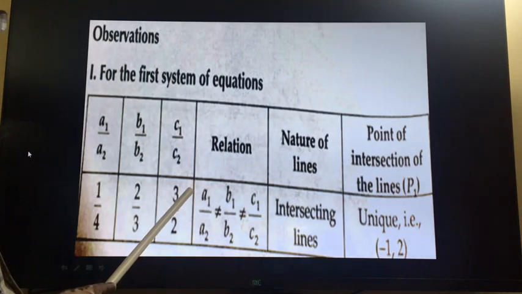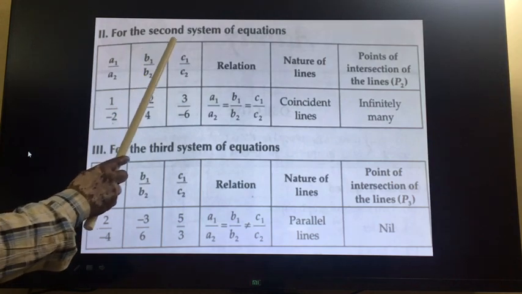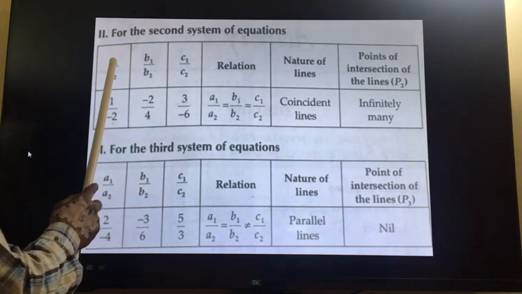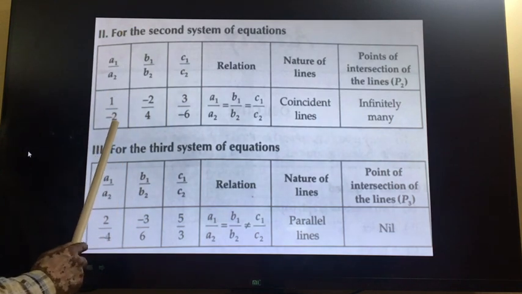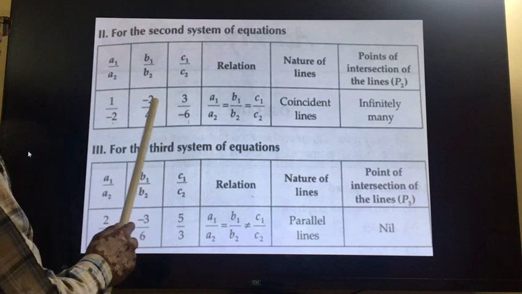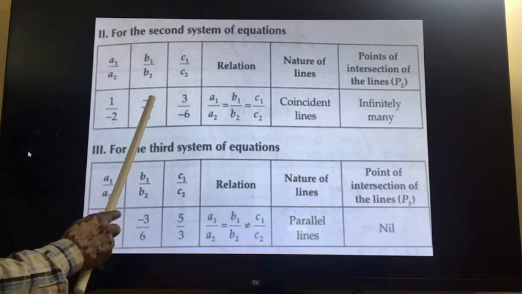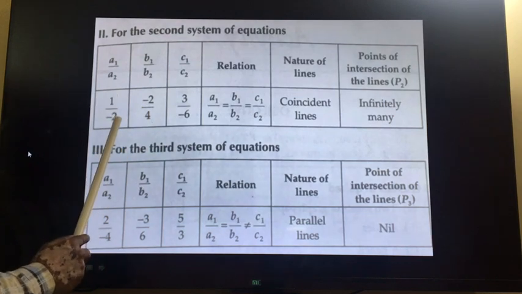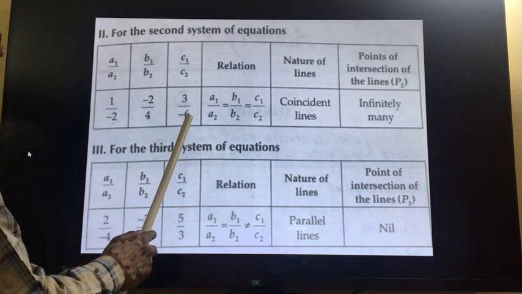Now the second case. In the second case again you will find out the value of a1 upon a2, b1 upon b2, c1 upon c2. So you will get 1 upon -2, -2 upon 4 and 3 by -6. Here we can cancel, so it will be -1 upon 2. This is also -1 upon 2. This is also -1 upon 2, 3 1 is 3, 3 2 is 6.